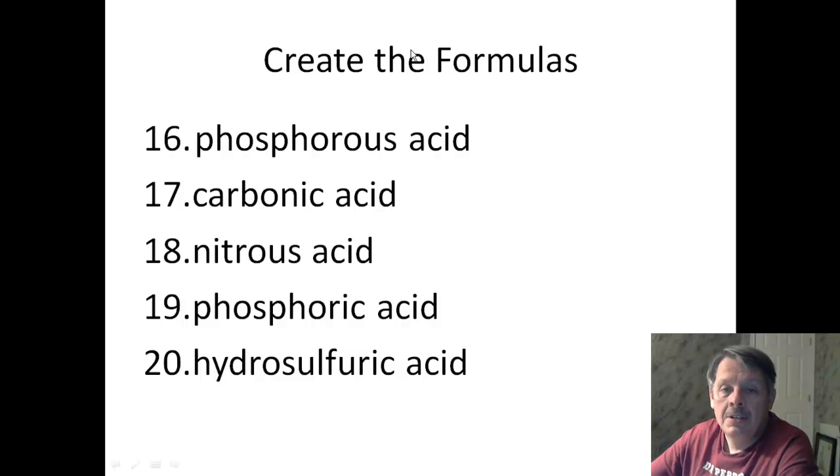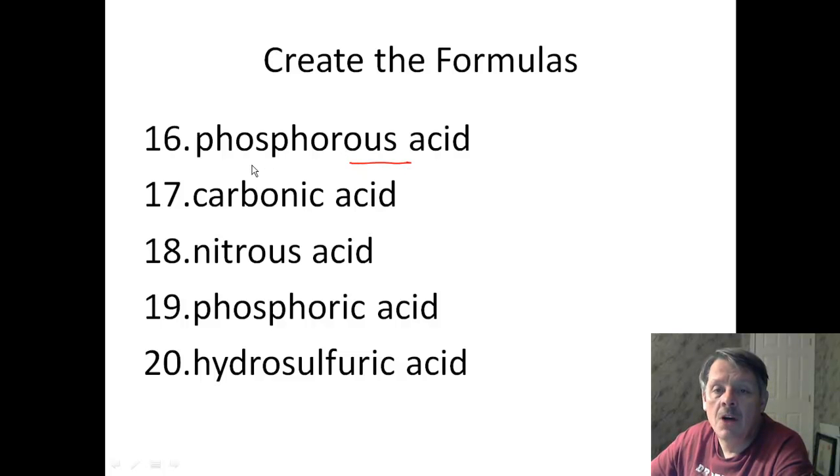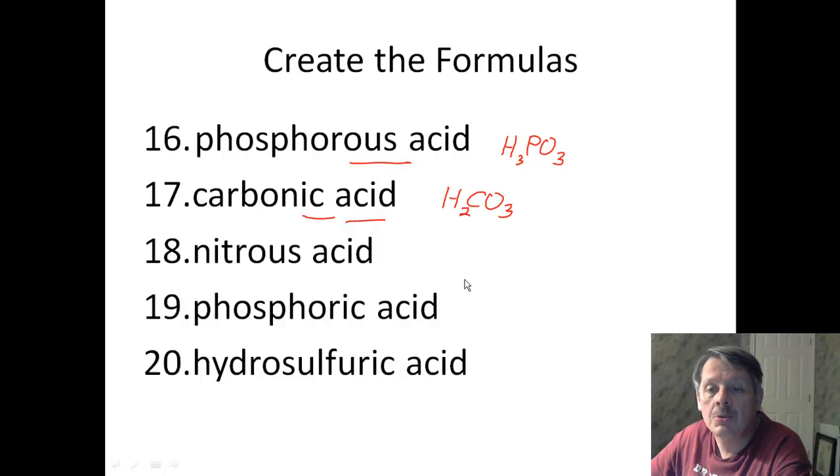All right, how about these guys? Well, here we have phosphorus, which means we're looking for a phosphite. And phosphite is PO3. All acids start with H, and because PO3 takes on a 3- charge, I need 3 hydrogens to offset it. How about carbonic? Carbonic acid means we're looking for carbonate. Carbonate is CO3. Again, we have to start with hydrogen. Carbonate has a 2- charge, so I need 2 hydrogens to offset it, so it's H2CO3.